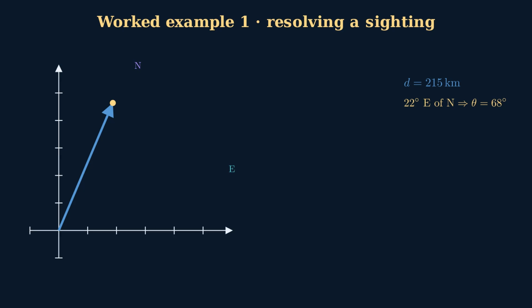We take x as east and y as north. Now just resolve. The east component is 215 times cosine 68, about 81 kilometers. The north component is 215 times sine 68, about 199 kilometers. So the plane is roughly 81 east and 200 north of us. One sighting, to clean numbers.